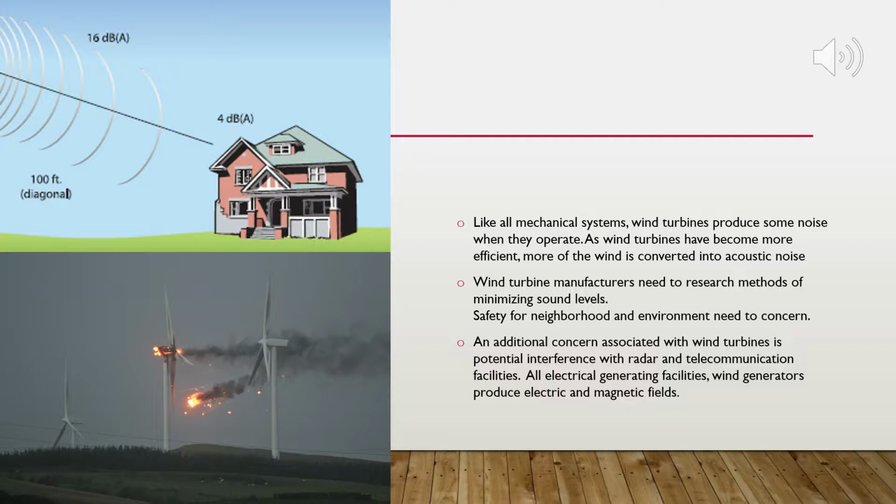Safety for the neighborhood and environment needs to be a concern. An additional concern associated with wind turbines is potential interference with radar and telecommunication facilities or electrical generating facilities. Wind generators produce electric and magnetic fields.